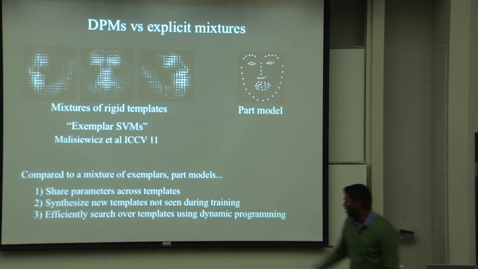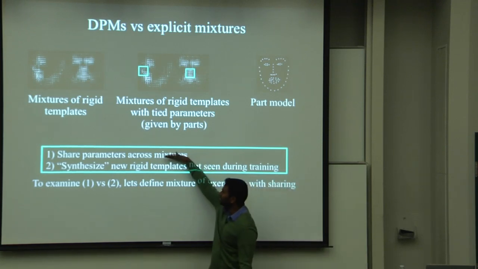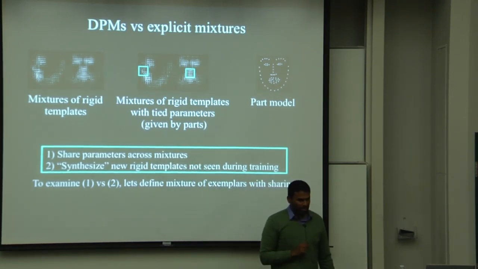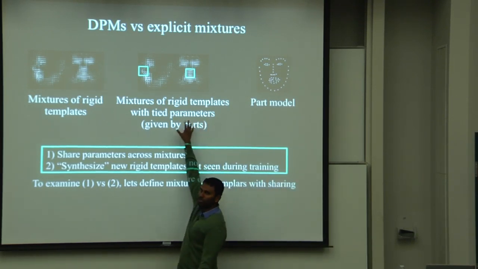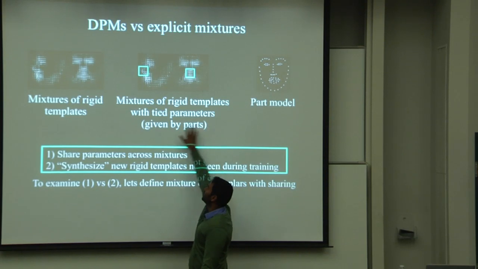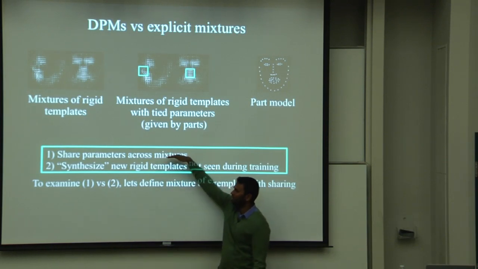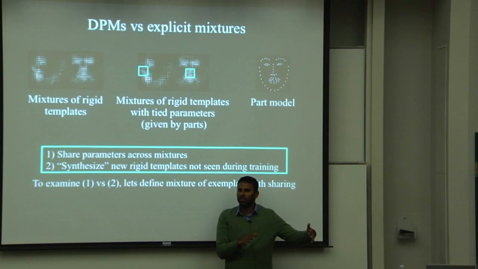Okay. So now if we ignore this last line, we can try to examine the performance increase of 1 versus 2. And the way that we can do that is we can train a model, which is just a collection of rigid templates, but we force these rigid templates to share the same nose parameters. So now this gets the benefit of 1, but we don't do 2. We don't synthesize new global templates that weren't seen amongst the original training set. Does that make sense?